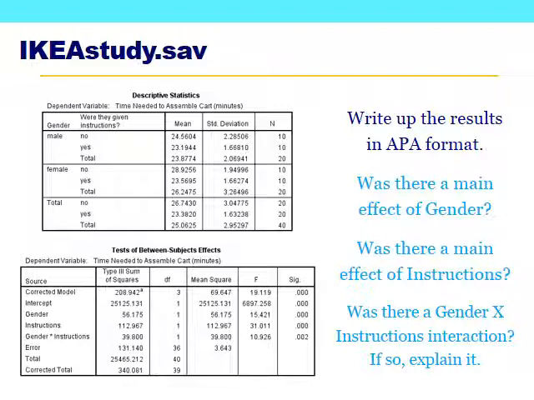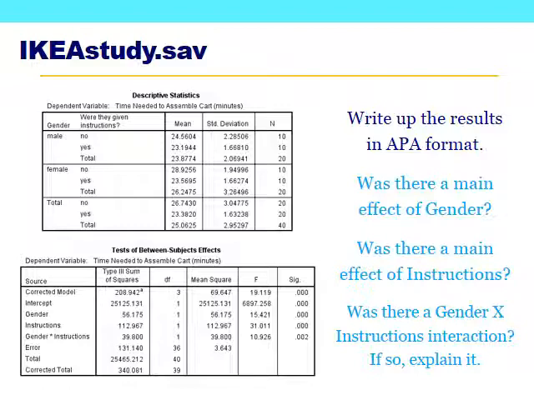Third, we did find a significant interaction between sex and instructions, with a p-value of 0.002. If we look at the cell means for men, we see that men who had instructions assembled the cart about a minute and a half faster compared to men who didn't have instructions. In other words, men who did and didn't have instructions assembled the cart in a very similar amount of time.